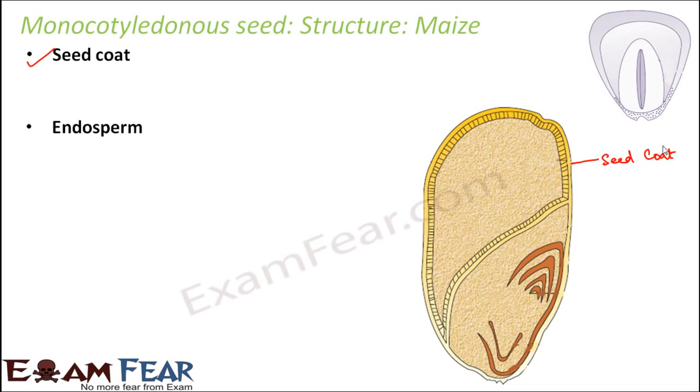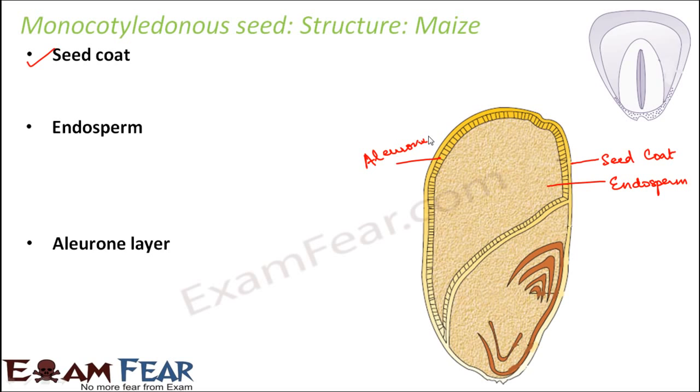The next part is the endosperm. What is endosperm? This entire portion inside is the endosperm. By now you also know what endosperm is. The third part is the aleurone layer. This is a special layer which is seen here. Just after the seed coat, inside, you see one layer, right? This layer is nothing but the aleurone layer.